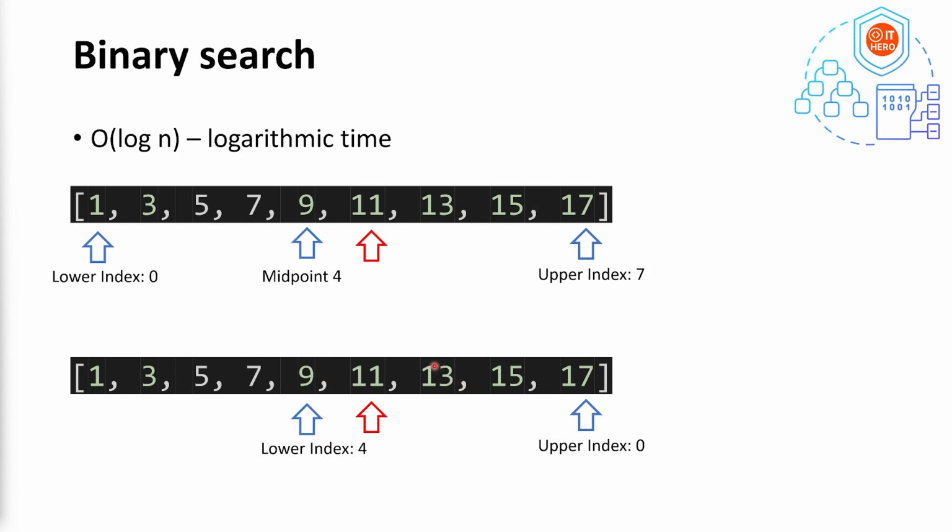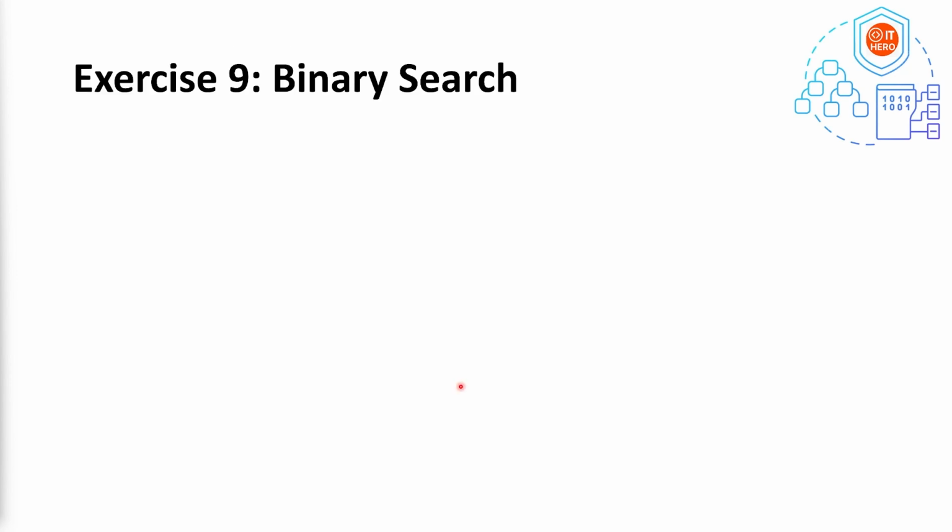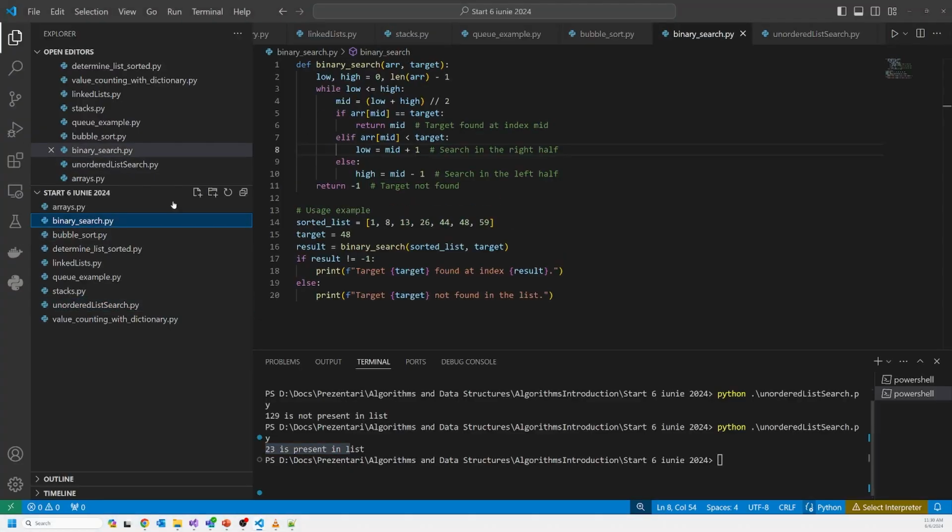If we get the midpoint 30 and it's still not the value we're searching for, we split it again, then we do another search in this part here until the element is found. It's much more effective. It has a much better time complexity, and let's see how this works in Visual Studio Code. We open here the binary search. We see here we have a list of elements, and we want to check if 48 is in the list, and we call this method.